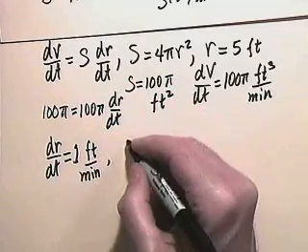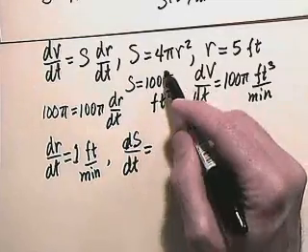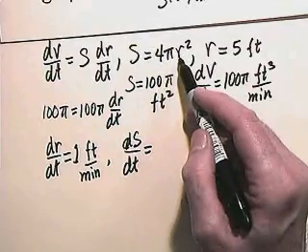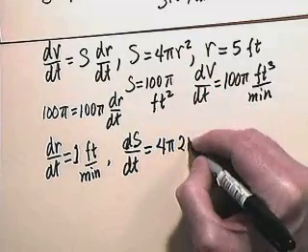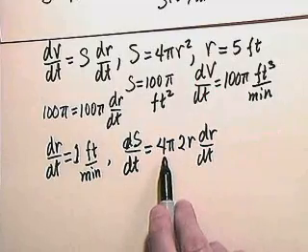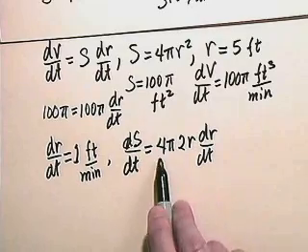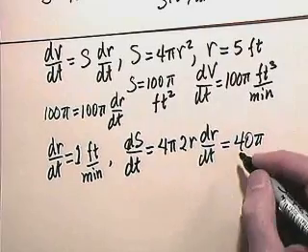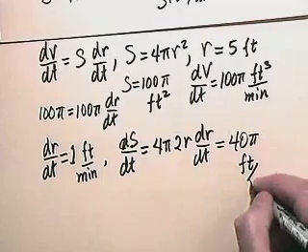What about dS/dt? Well, for dS/dt, we come back to our equation for S in terms of r. That's 4 pi r squared. We differentiate that with respect to t, so we get 4 pi 2r dr/dt. And so at the instant we're interested in now, remember r is 5. 2 times 5 is 10, times 4 is 40. And so we get 40 pi, dr/dt is just 1. So we have 40 pi feet per minute.